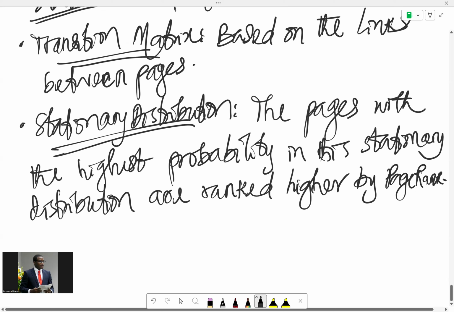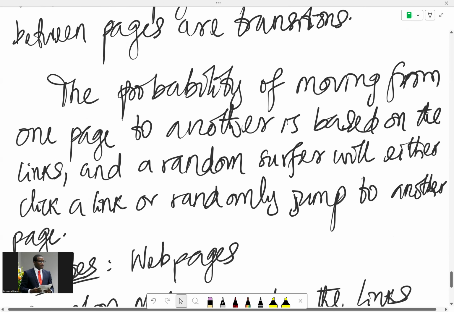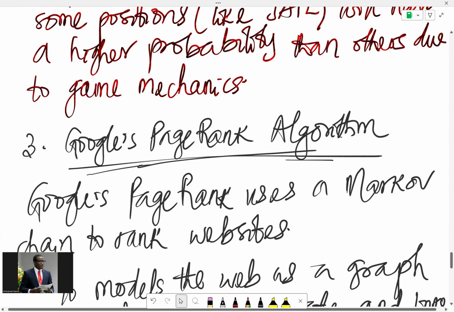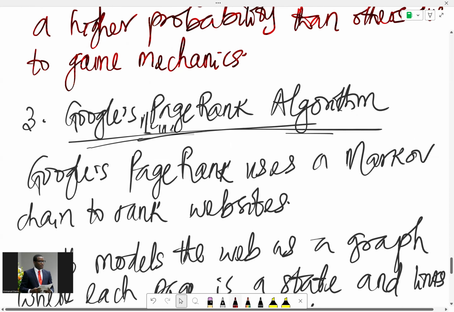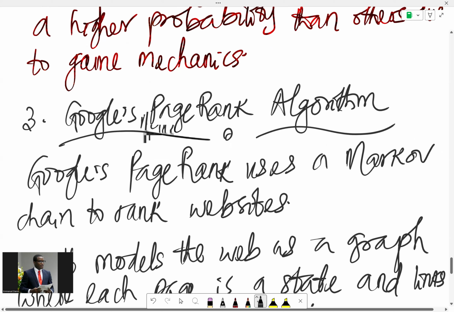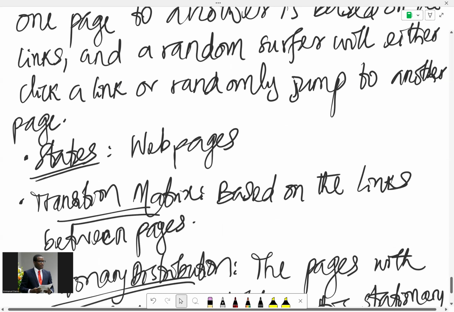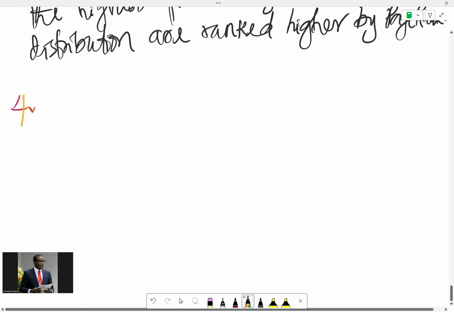Okay, so you can see some practical applications of these things. Let's talk about another example of a Markov chain. That'll be the fourth one in this case. That is Markov text generators.